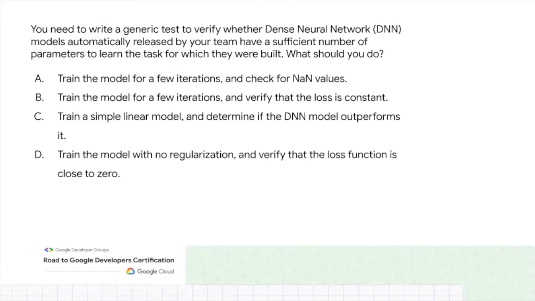A. Train the model for a few iterations and check for NaN values. B. Train the model for a few iterations and verify that the loss is constant. C. Train a simple linear model and determine if the DNN model outperforms it. D. Train the model with no regularization and verify that the loss function is close to zero.